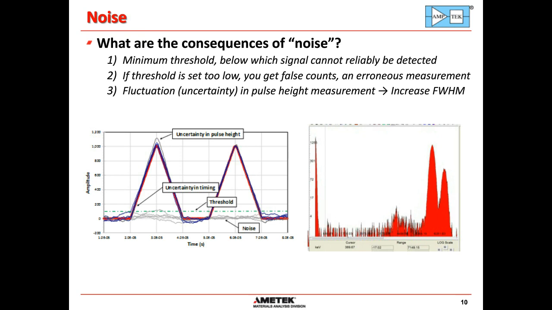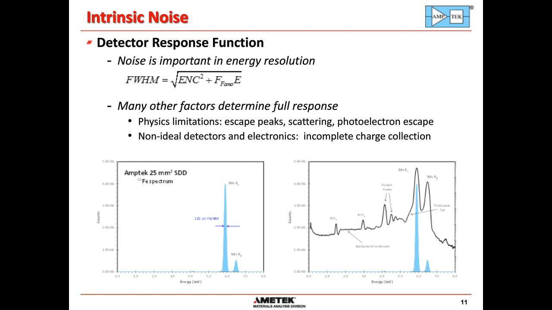The detector response function, the noise is important, but not the only factor in the energy resolution. The full width half maximum arises from both the noise and what's called Fano broadening, and that's inherent to the physics of how radiation interacts in a detector. At low energies, the noise dominates. As you go up higher and higher energy, the Fano noise dominates.